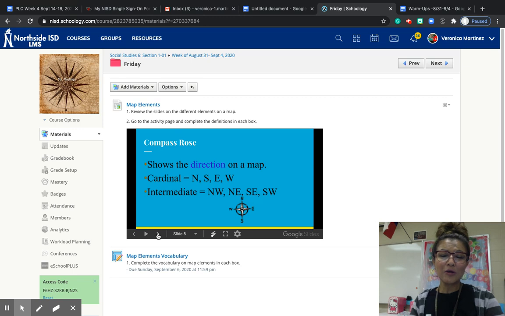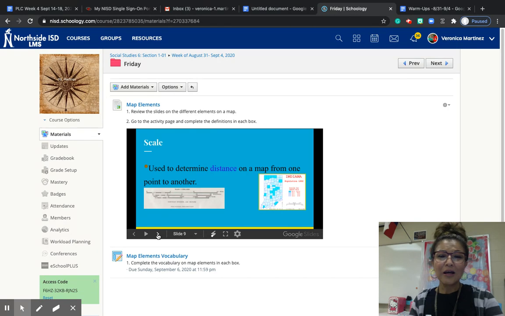You obviously need to know that there's a compass rose, right? You have your cardinal and your intermediate directions. Your cardinal directions, you're used to hearing north, south, east, and west. You may even hear the intermediate directions: northwest, northeast, southeast, and southwest. We'll talk about how you can remember them, okay? A scale is used to determine the distance on a map from one point to another. We'll learn how you can read the distance on a map and how the scales differ based on the type of map that you're looking at.